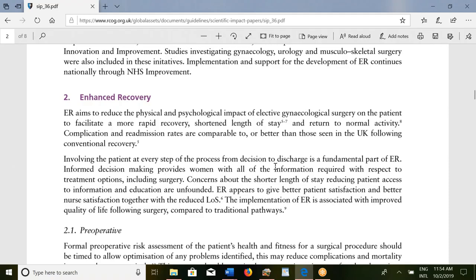So don't worry about it because everywhere healthcare and especially the surgical care is becoming very costly. So they introduced certain principles of enhanced recovery in 2012. They say that enhanced recovery aims to reduce the physical and psychological impact of elective gynecological surgery on the patient to facilitate a more rapid recovery, shortened length of stay, and return to normal activity. So complications and readmission rates are comparable to or better than those seen in the other conventional programs.